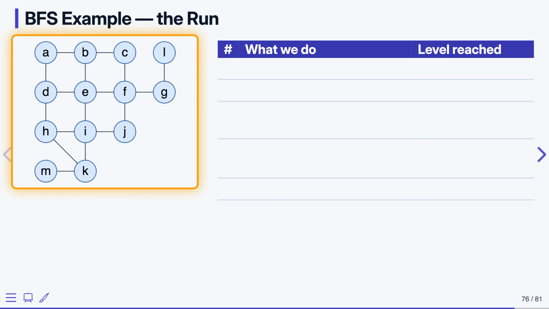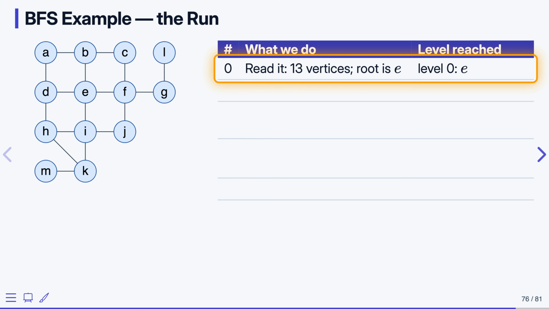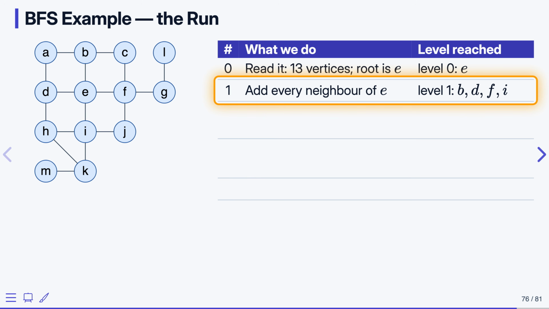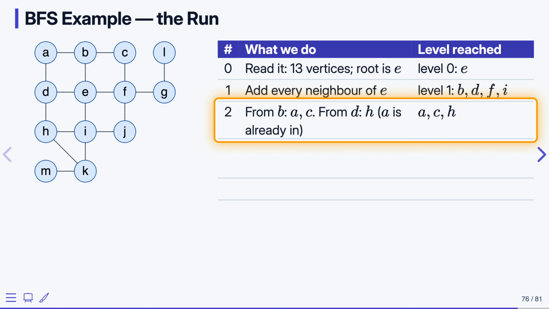Let us run breadth-first search, one level at a time. Step 0, read the graph, 13 dots. We root the search at E, so level 0 is just E. Step 1, add every neighbor of E. Those are B, D, F, and I together. They make level 1. Step 2, now we work through the level 1 dots in order.